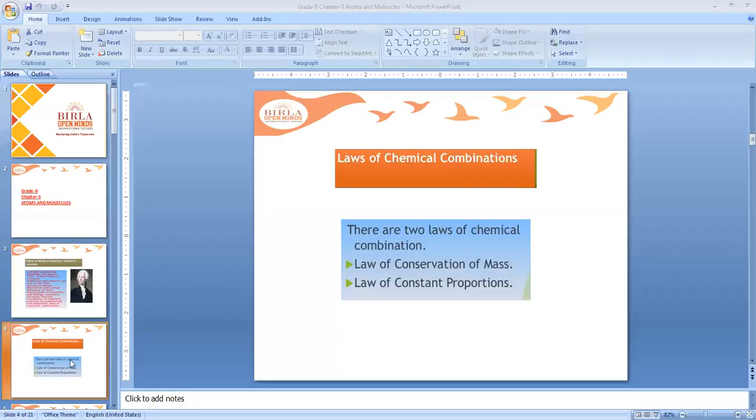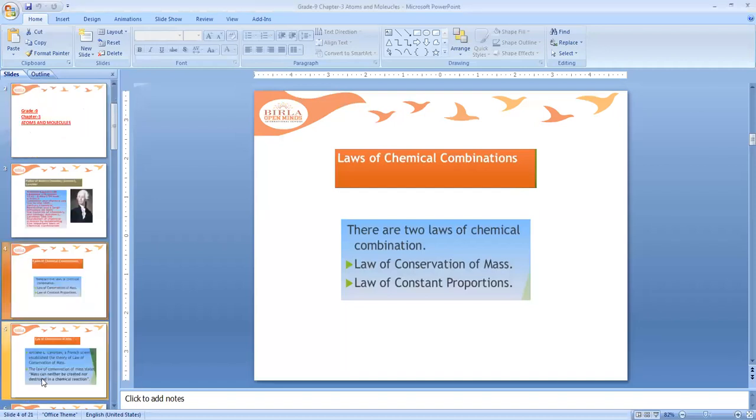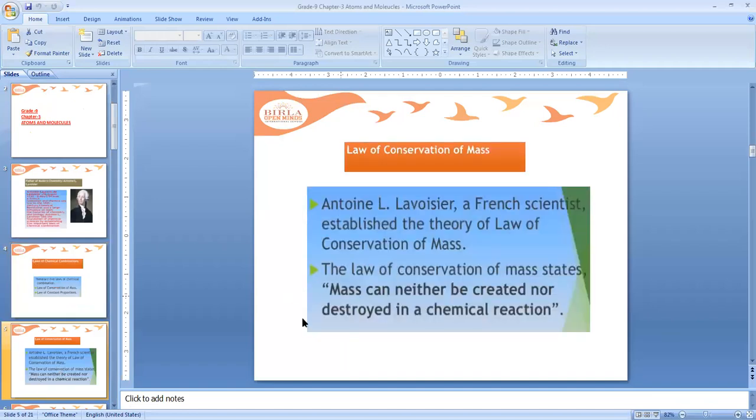Yes, I think you have noted down the law of conservation of mass. Yes, ma'am. Write down this also. The law of conservation of mass states that mass can neither be created nor destroyed in a chemical reaction. Please write it down, children. Completed, ma'am.